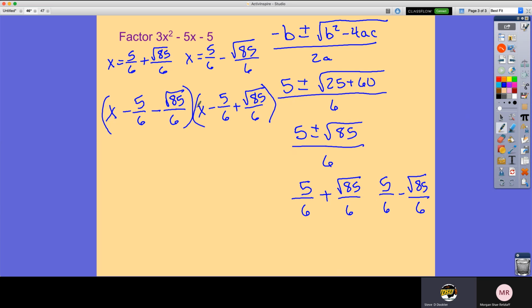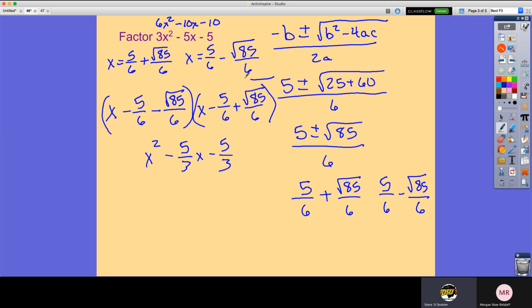if I start to FOIL this, isn't x times x, x squared? It's supposed to say a 3x squared. It's not a no solution. Okay, here's the deal with this. If you were to have a multiple of this, say, for example, instead of 3x squared you had 6x squared minus 10x minus 10, you would get the exact same factors. This top one is just a multiple of the bottom one. When you FOIL this answer back together, you would actually get x squared minus 5/3 x minus 5/3. They're just multiples of each other.